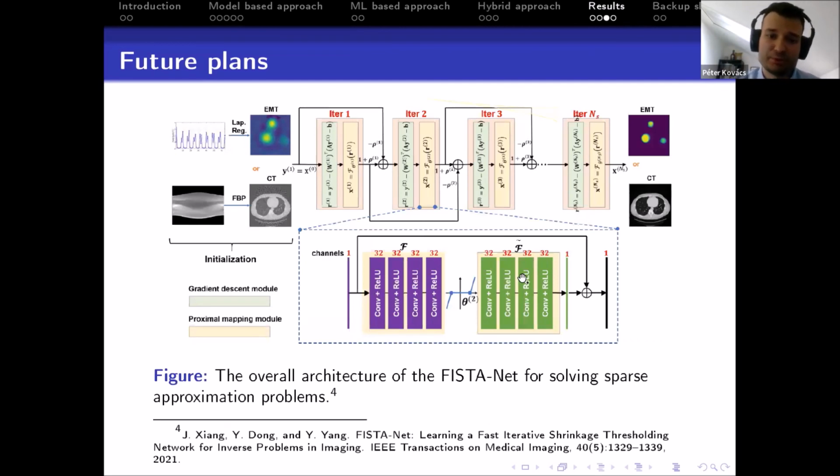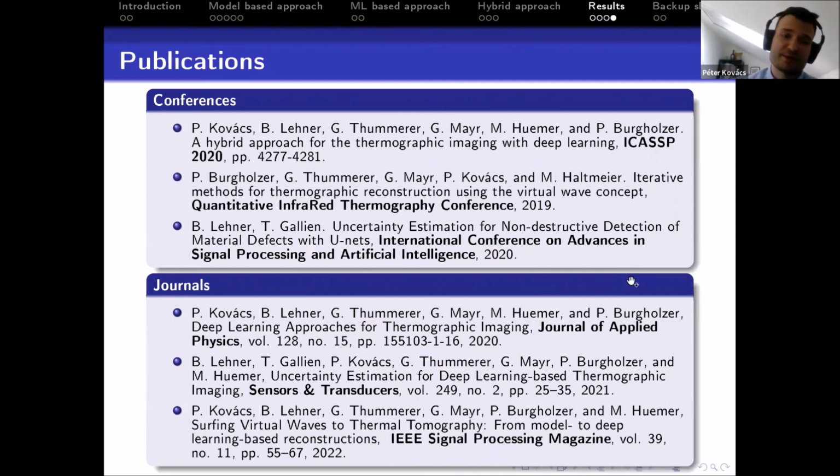And this is an example of the VistaNet. This VistaNet is coming from a recent paper from 2021, which is applied to CT reconstruction. So the fundamentals of the application in this paper are very similar to what we want to do in the case of thermography. So this could be a good direction to go in the future. And yeah, that's my final slide.